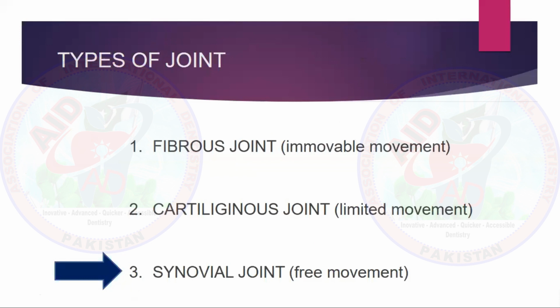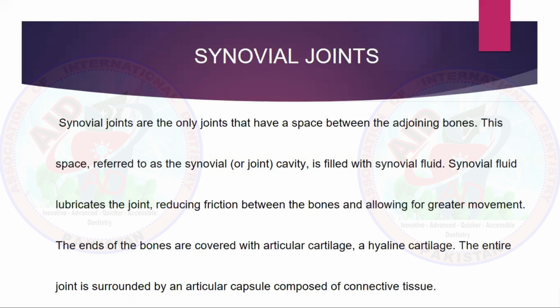Now we are coming to the main joint which we are going to study here, and that is the synovial joint. This synovial joint God has made in such a way that it gives you full flexibility. Synovial joints are the only joints that have a space between the adjoining bones. The previous fibrous joints and cartilaginous joints, which we have studied in detail, have absolutely no space. They are covered either by fibrous tissue or by cartilaginous tissue, so there was no space at all between the bones. But in the case of the synovial joint, there is always a space. This space is referred to as the synovial or joint cavity.